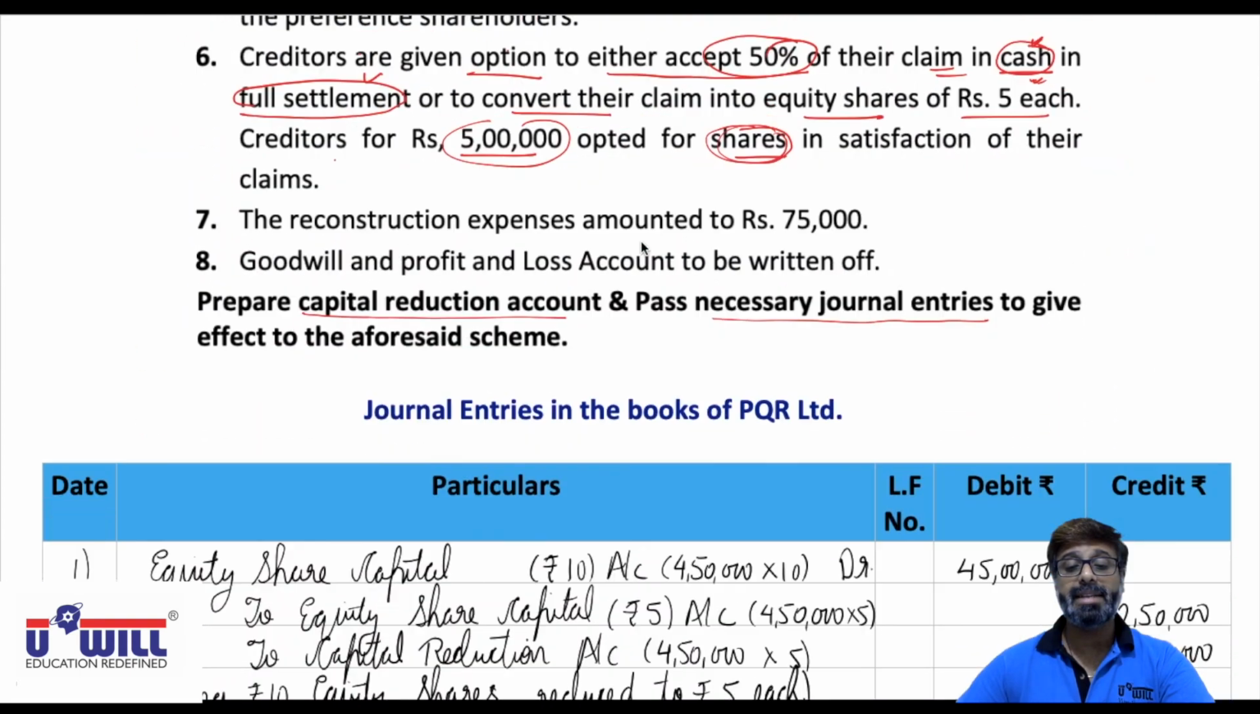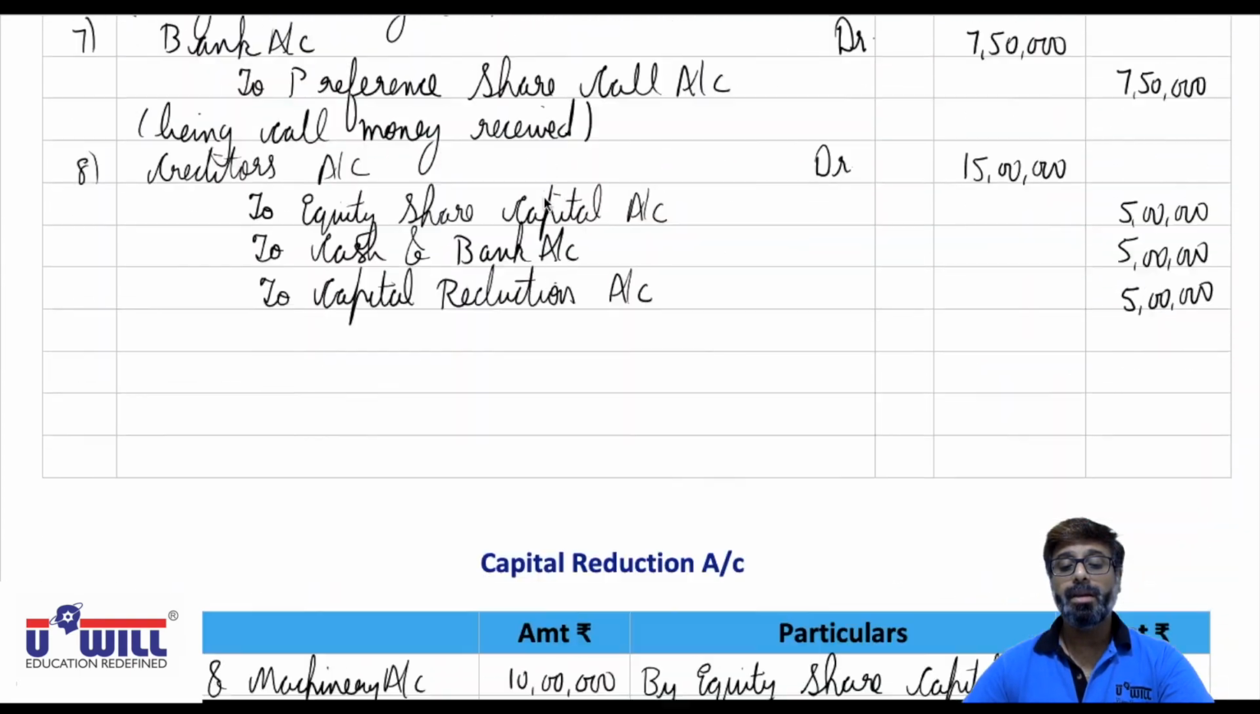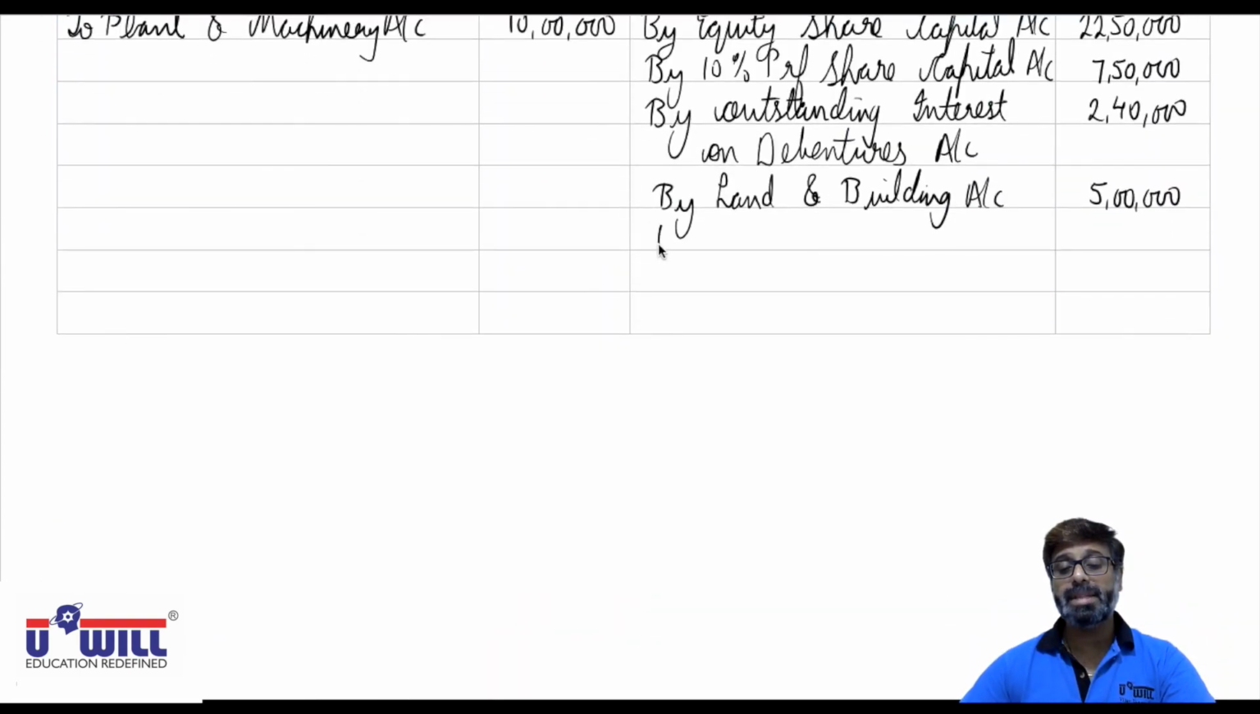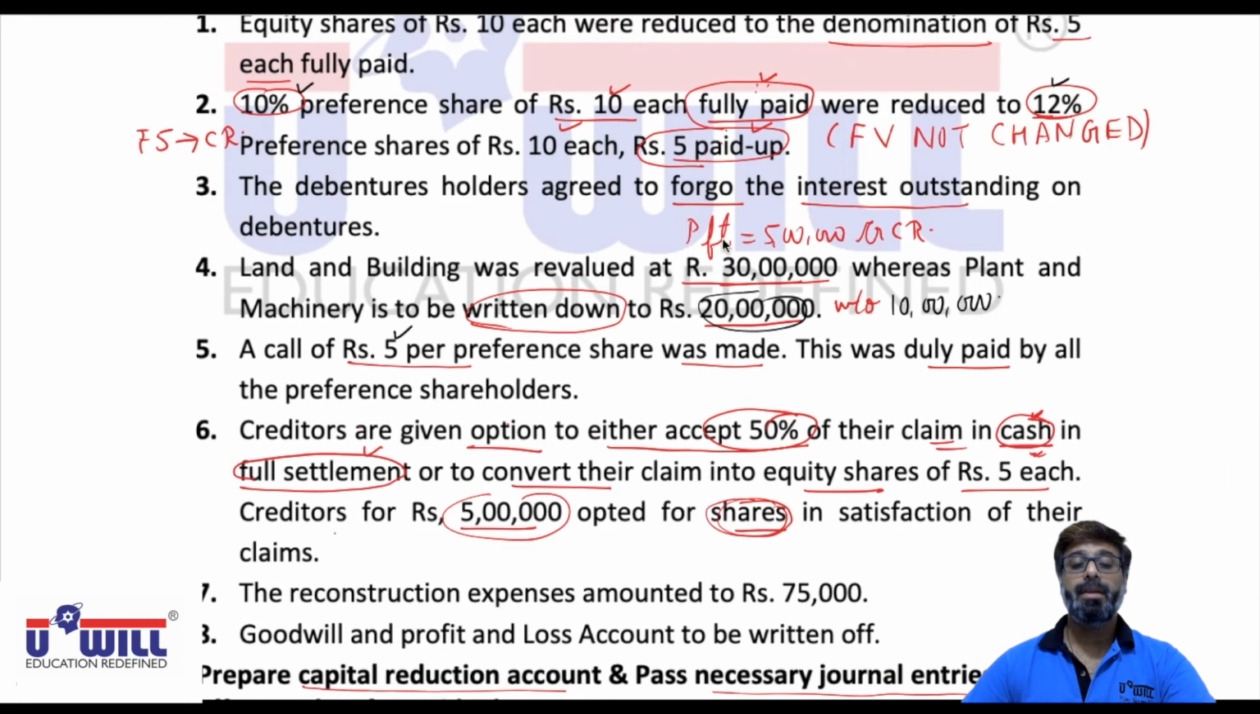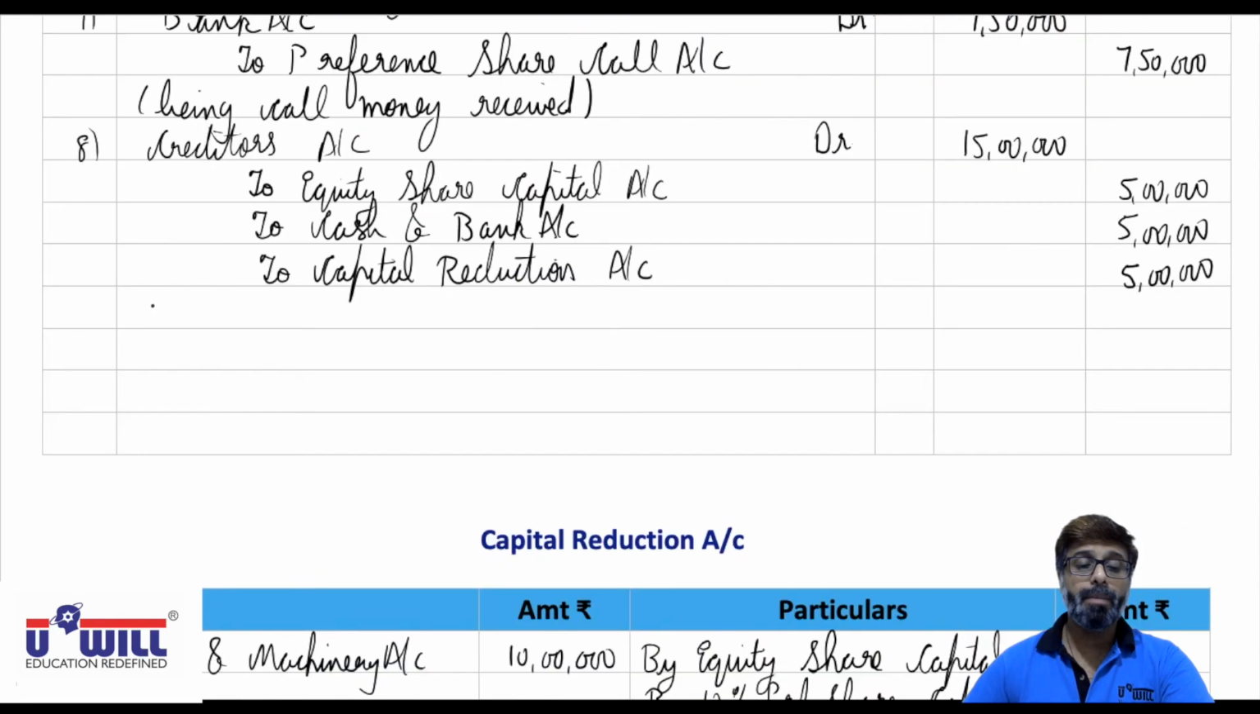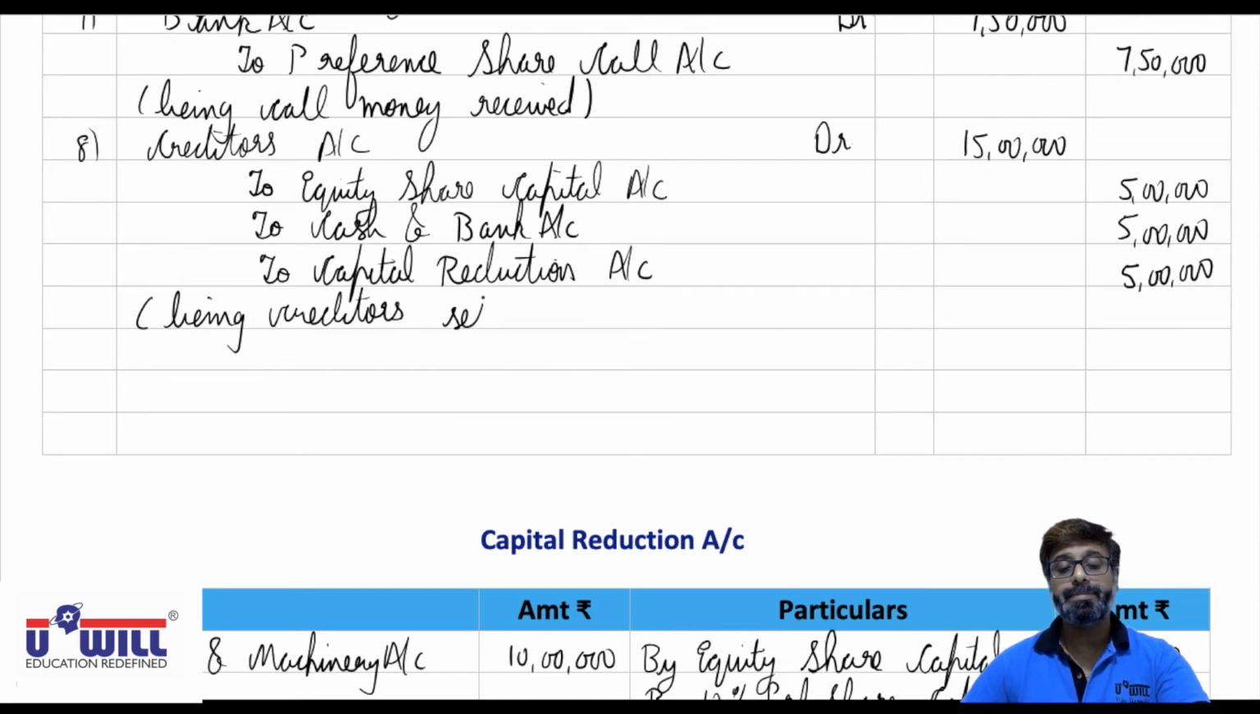I hope everyone is clear with this. To capital reduction account means in capital reduction we will write on the credit side, by creditors account, what they sacrifice, 5 lakh rupees. Next, being creditors settled.